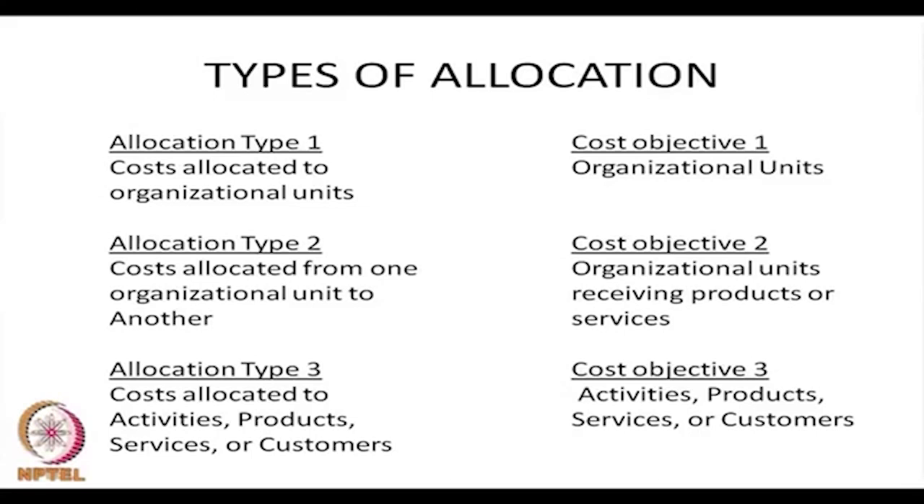Allocation type 2 is costs allocated from one organizational unit to another organizational unit. Whenever we think of a service department giving a service to another department, then there is a cost allocated from the service department to another department. So, the organizational units receiving the products or the services become the cost objects. And finally, all the costs are allocated to revenue generating products, services, or even to customers and of course activities. So, the cost objects for such allocation are activities, products, services, and customers. So, we see that there are different types of allocation.